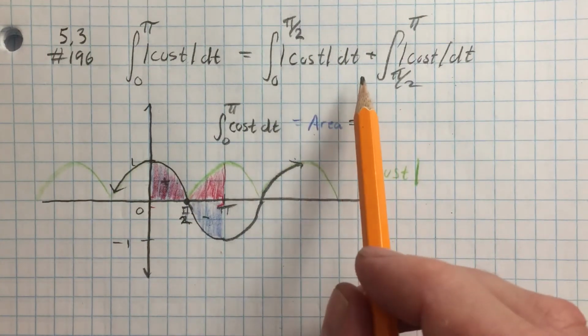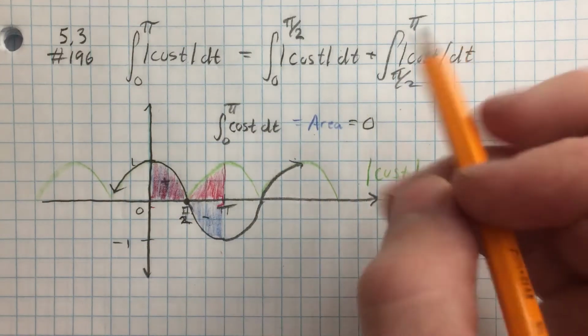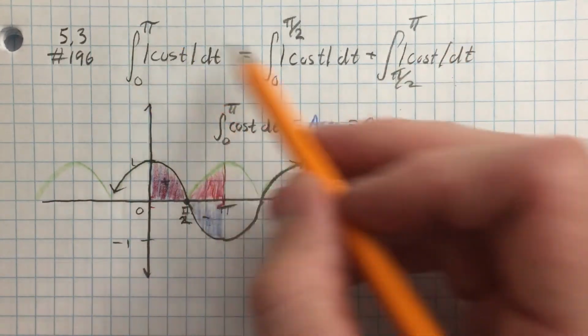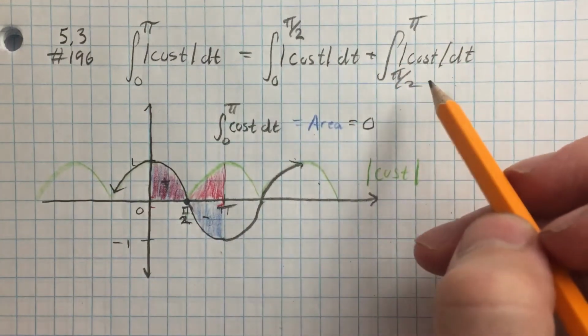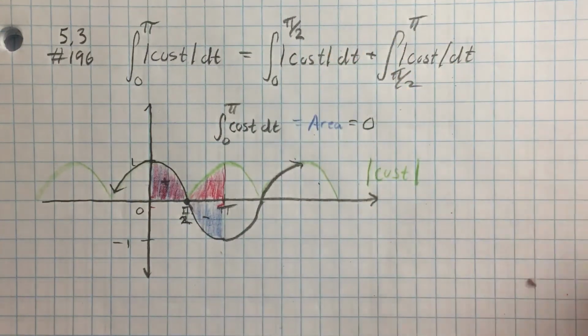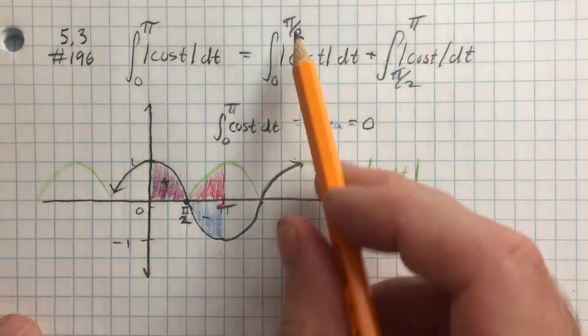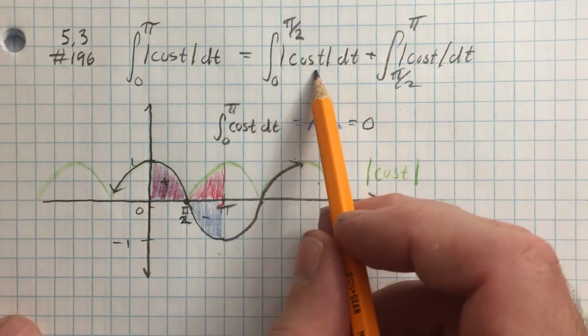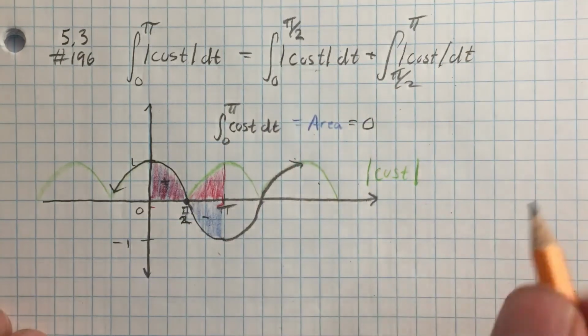So we use that property that we mentioned before, that you can always split up an integral along its interval at any point in between, and actually outside of the interval as well, but this one happens to be in between. So pi on 2 is our split. Now from 0 to pi on 2, cos is positive. So therefore the absolute value does nothing to it.